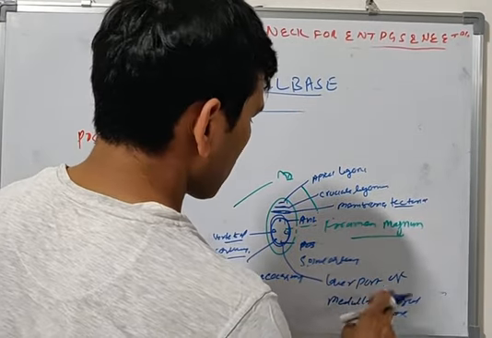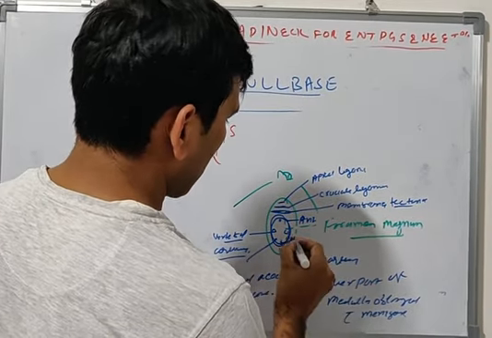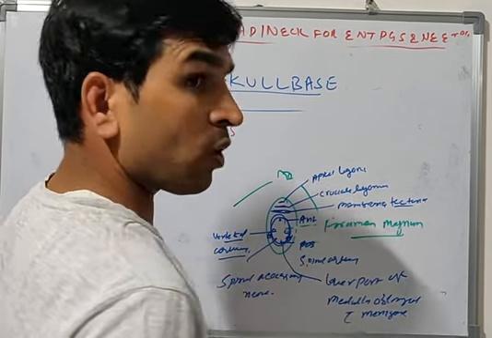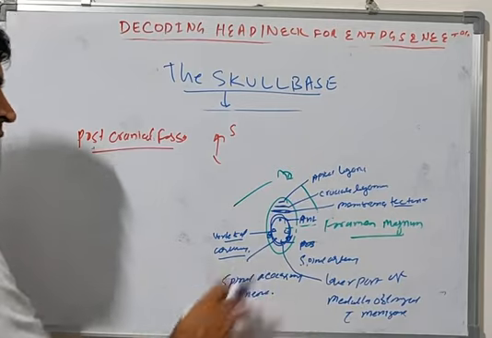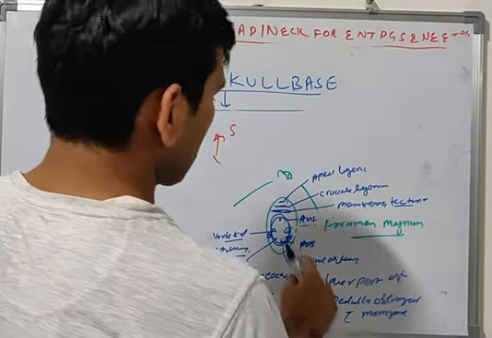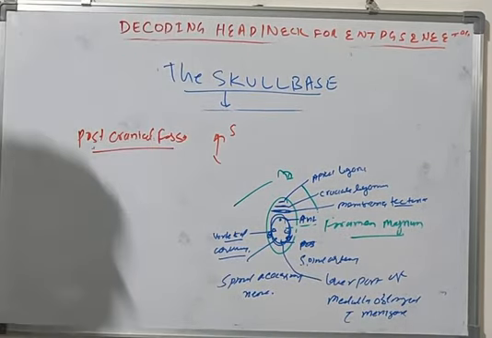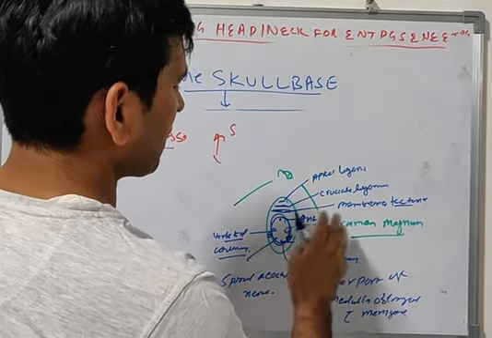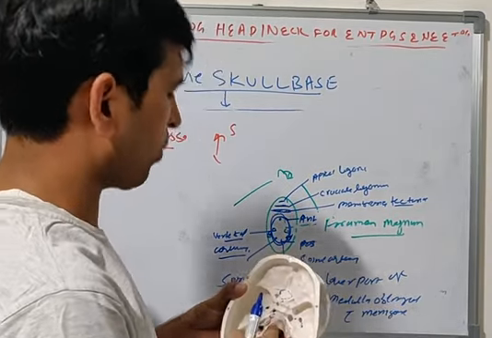Okay, sometimes we have cerebellar tonsils. So this is called Arnold Chiari malformation. But mostly these are not present. If cerebellar tonsils are present, that may be Chiari malformation. So these are the structures passing through this foramen magnum.